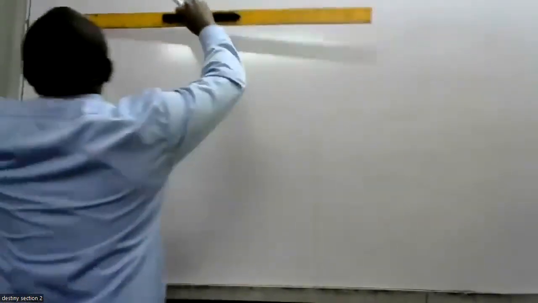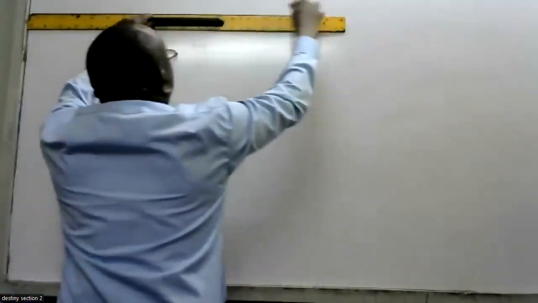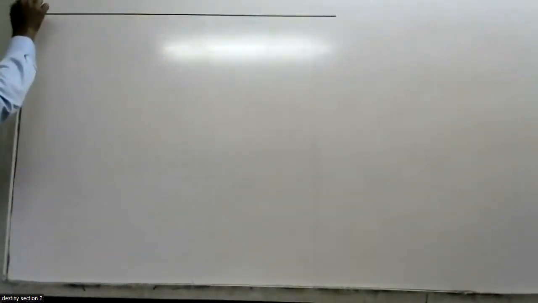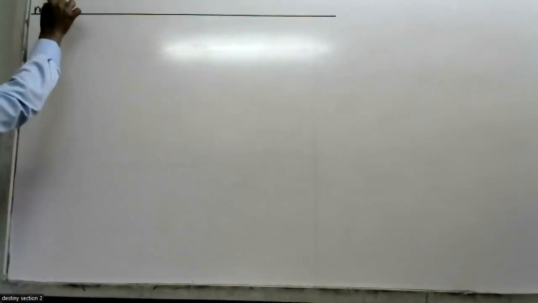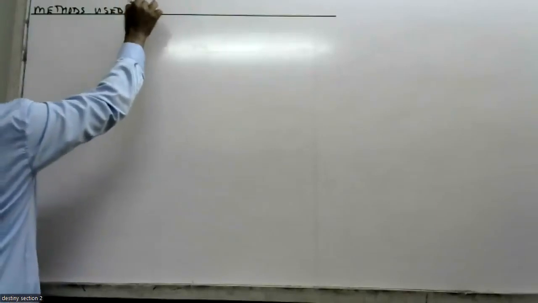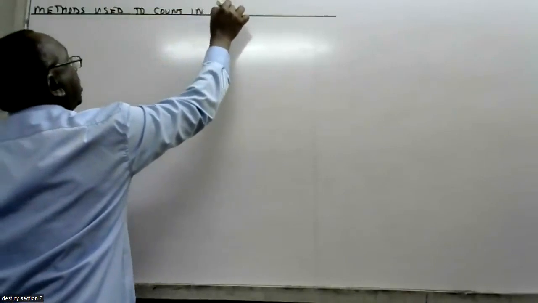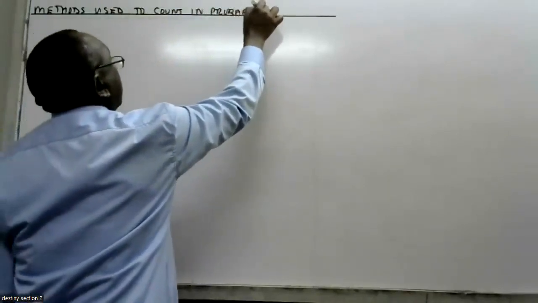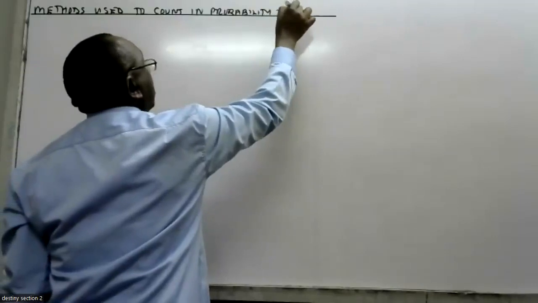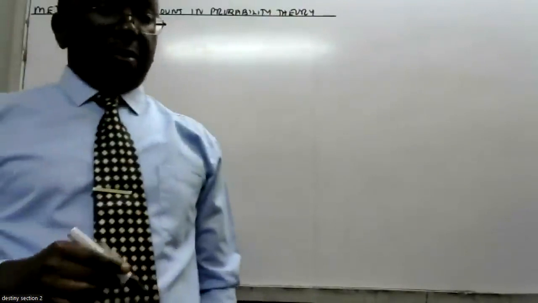The next thing is called methods used to count in probability theory. Methods that are used to count in probability theory.